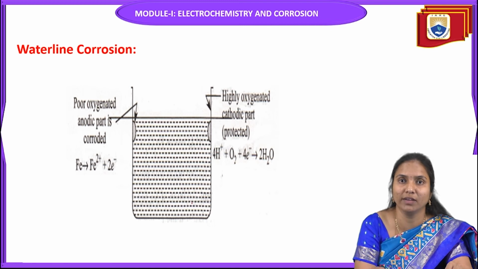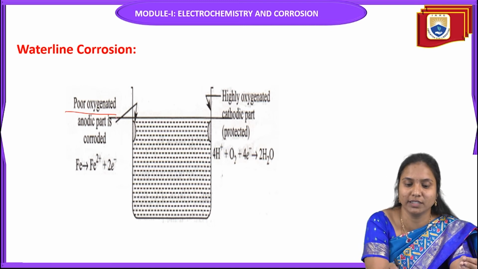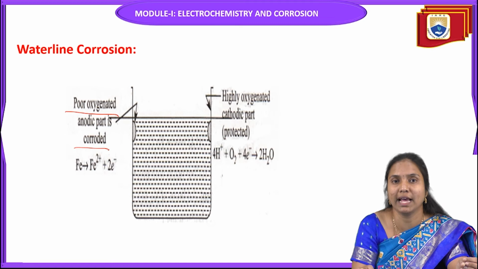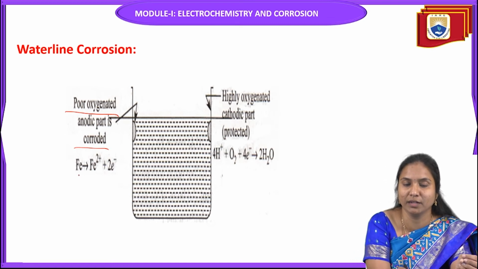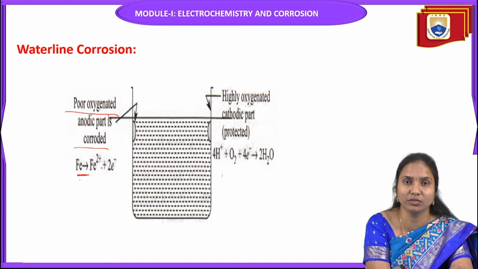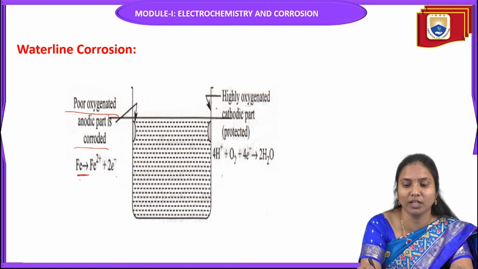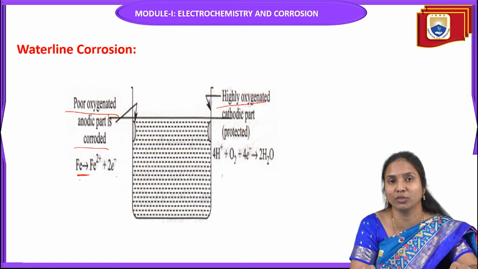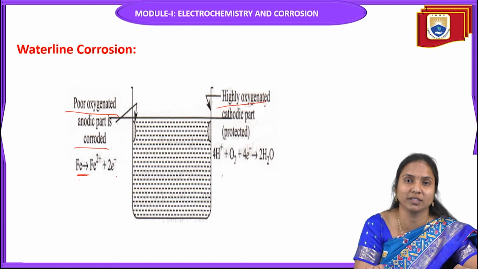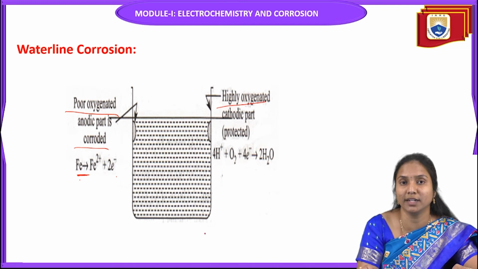Below the water level is the poorly oxygenated part, so that part acts as the anode. For example, with iron metal, less oxygen is present below the water level, so iron undergoes oxidation, giving iron metal ions and a loss of 2 electrons. Above the water level, that part acts as the cathode. It is a highly oxygenated area, so it is considered the cathode. At the cathodic area, only reduction reactions take place and it does not undergo corrosion.